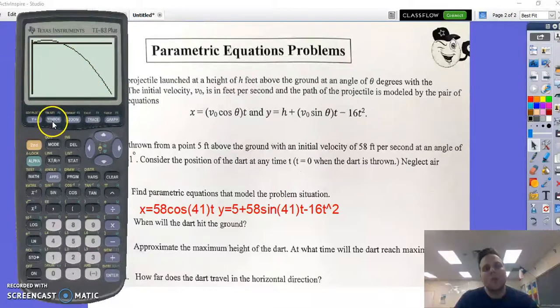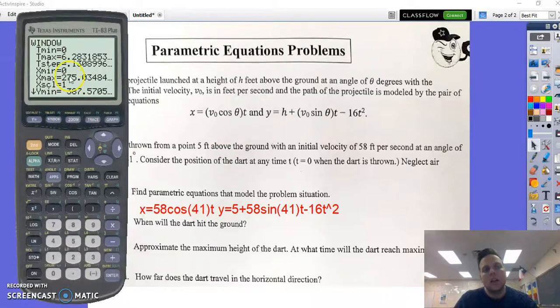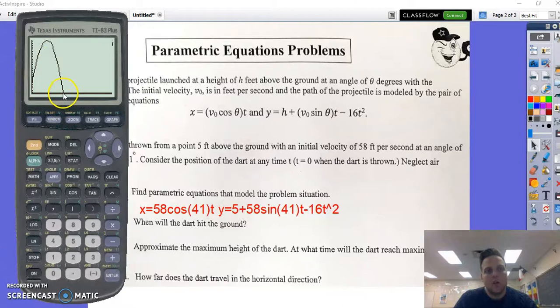So instead, let's go to window. Let's just change a few things. We don't need to see all the negative y values, because it should make sense that I'm looking for when the dart will hit the ground. So I'm looking for when y is going to equal 0. So let's just let y minimum equal 0. Let's look at our graph now. Let's see if that helps us. We see it go up, and we see it go straight back down. So once again, this is what we're looking at right here. Well, let's try tracing it. Let's see what we get.